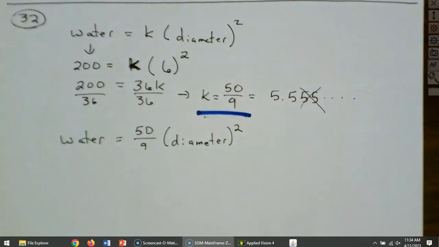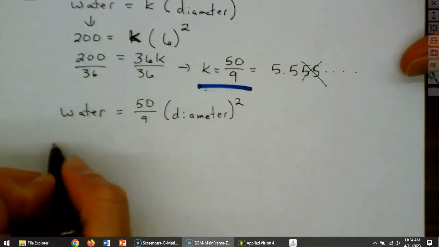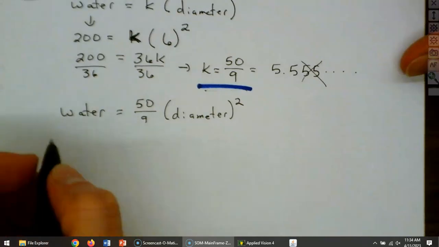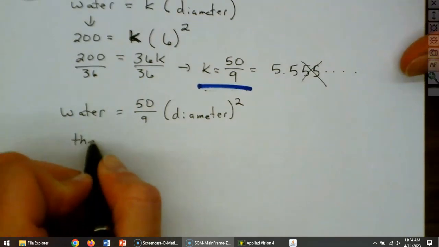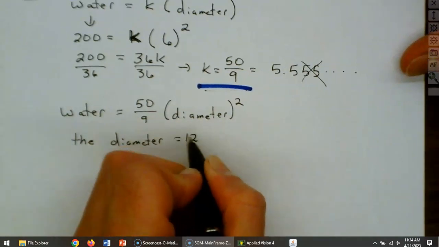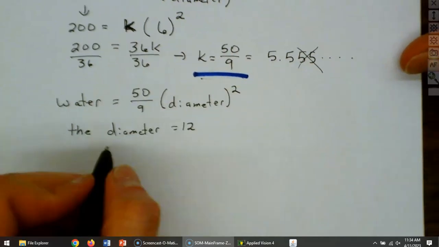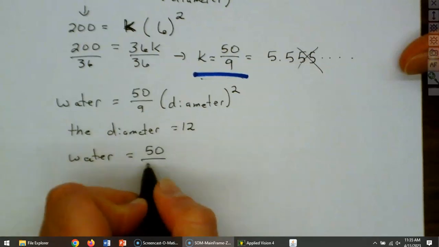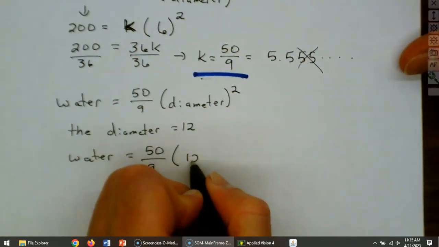What do we want? We need to always make sure that we answer the question, and we want to increase that diameter to 12. So we want to find the water flow rate when the diameter is 12. So let's plug in our 12 and see what happens. So our water flow rate is going to be 50 over 9, that's our constant, times our 12 squared.